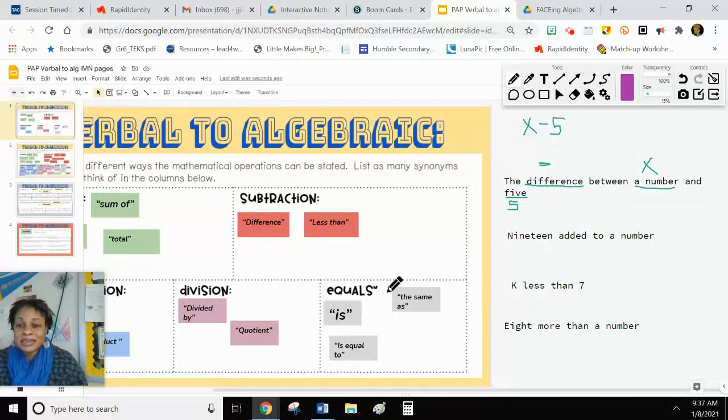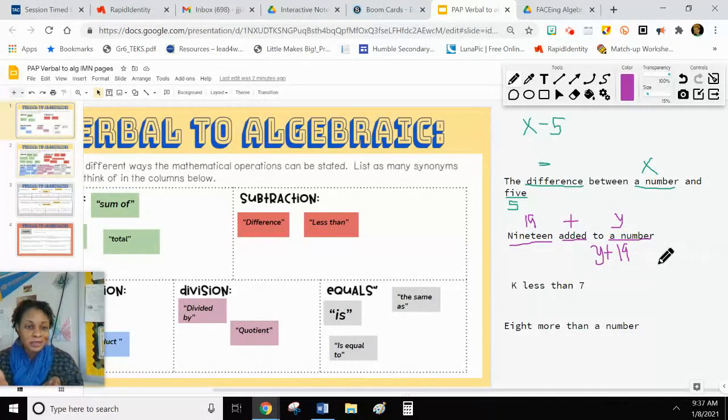The next one says 19 added to a number. 19 added and a number. So first I know 19 is the number 19. My operation word is added, that's addition, and a number. This time I'll use y. Okay, so that one was pretty easy and straightforward. 19 added to a number y. Since it says added to a number, I'm going to put y in front, y plus 19.